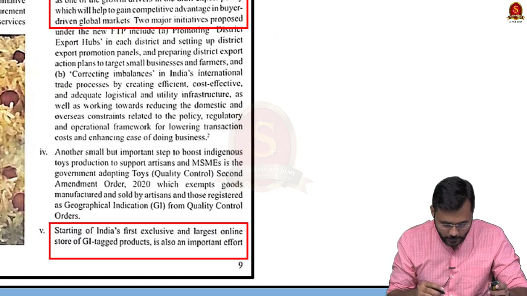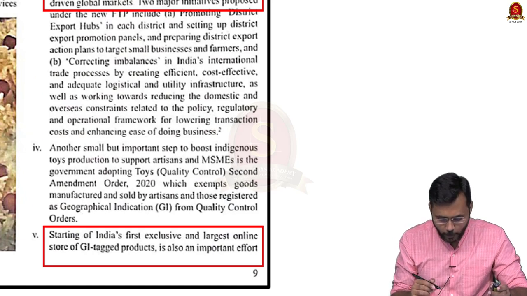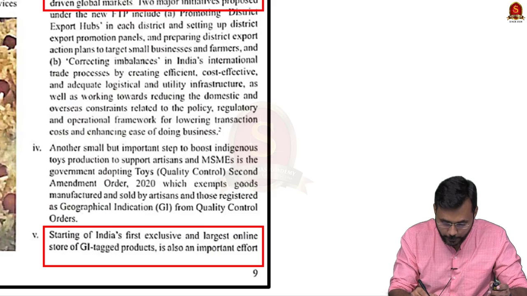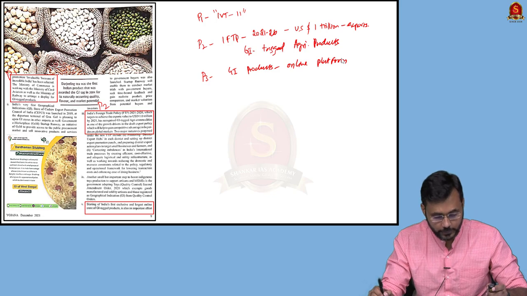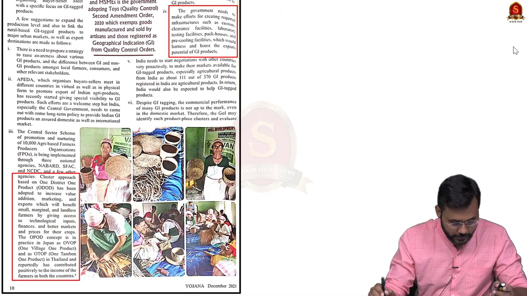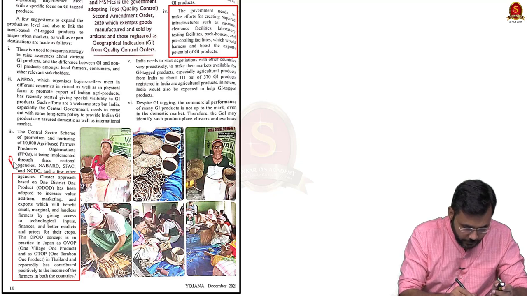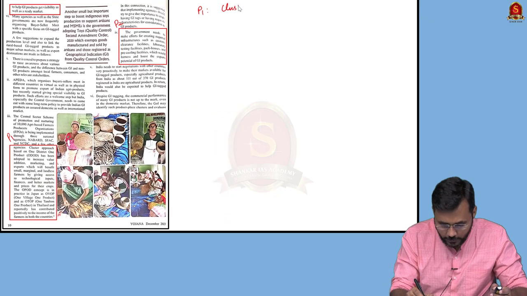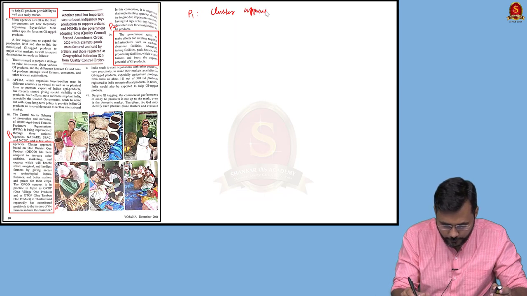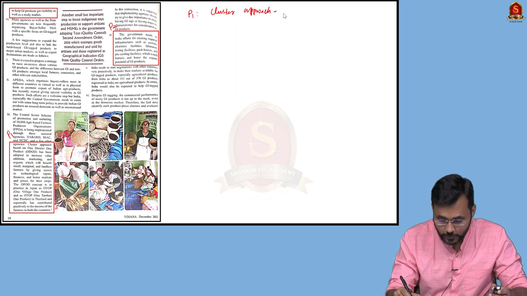And in paragraph 3, they are also creating an online platform for GI products, to market all those GI products, being created by the government. Next is page number 10, paragraph 1 and paragraph 2. In paragraph 1, to promote these GI products, the government is focusing on a cluster approach. The cluster approach is based on one district, one product.